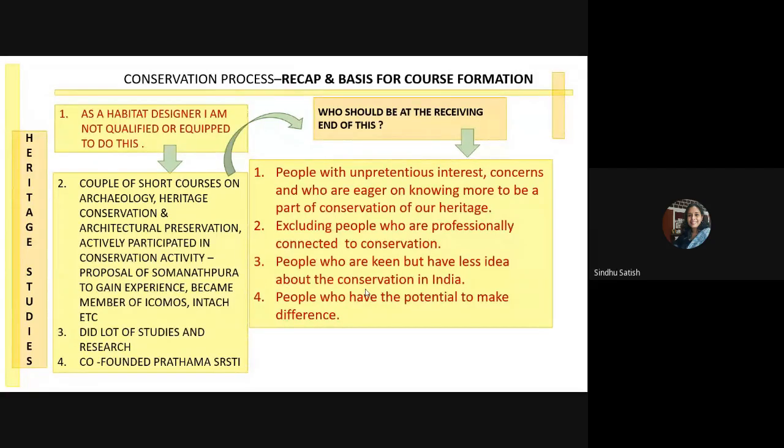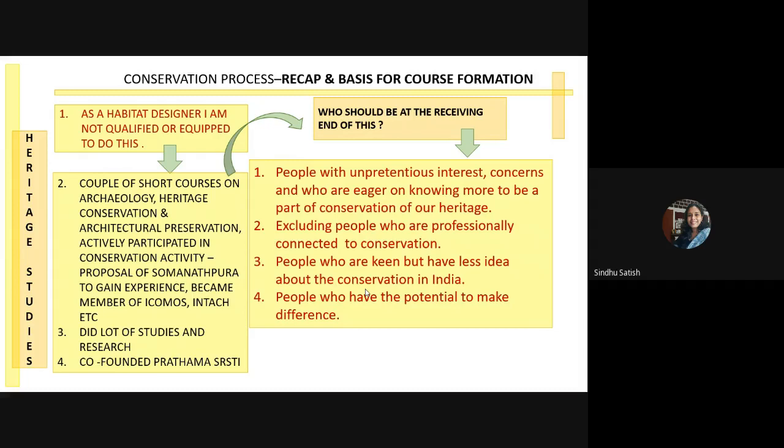So I wanted people with entrepreneurial interest, concerns, who were eager on knowing more, to be a part of conservation of our heritage. And this excluded all the people who are professionally connected to conservation. I did not want architects or conservationists or anybody who's working with this. And then people who are keen but have less idea about conservation in India. There's no point in giving the same thing to people who already know about all these things. So I wanted genuine people who would be interested and may not know as much.